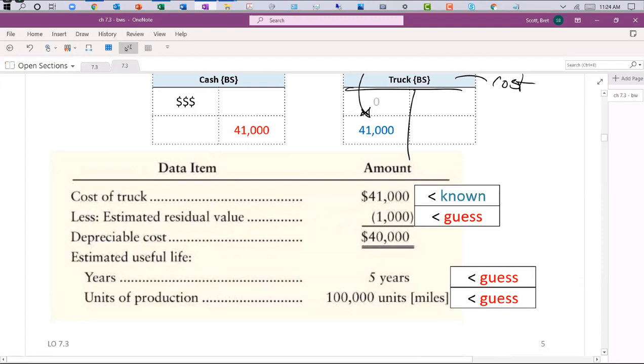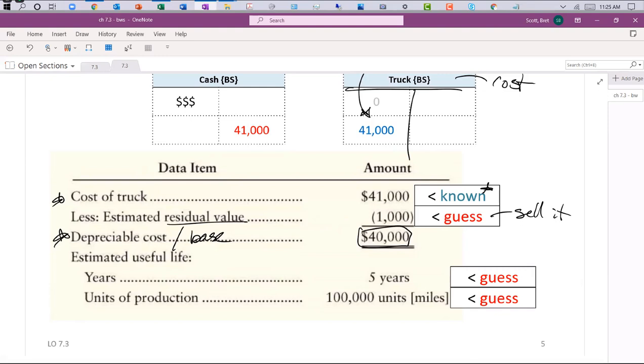What else do we need to get information on? Well, we know what the cost basis is. We need to make a guess on its estimated residual value. So we'll assume that by the time this thing is ready to be turned in, when we have to get a new truck, when all is said and done, when we're done using this thing, we can sell it for $1,000. That means its depreciable cost, otherwise known as depreciable base, is $40,000. That's how much value we're going to consume over its useful life.